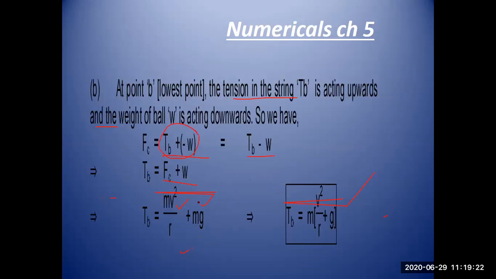Similar is the case to calculate the value of the tension at B. At the lower point, you considered that the weight and the tension are acting opposite to each other. The negative sign shows the direction is opposite. So finally you are calculating the tension at B. Here it is, the tension at B.